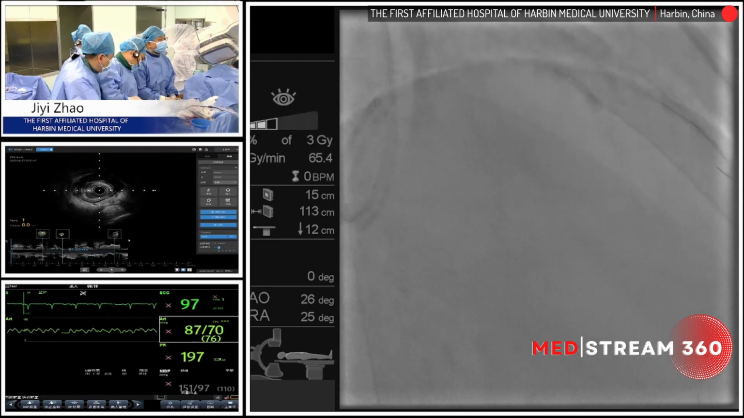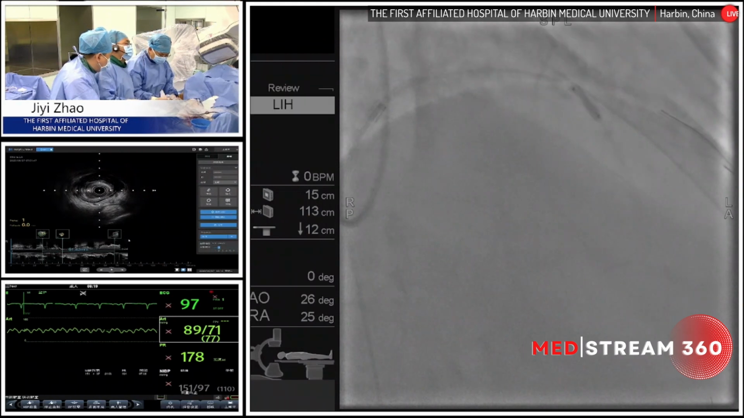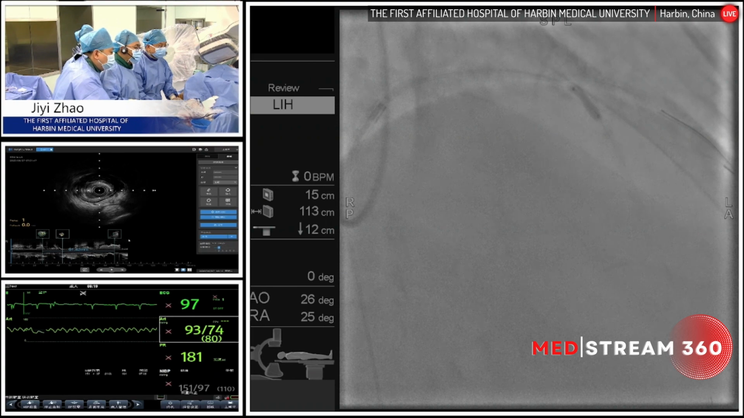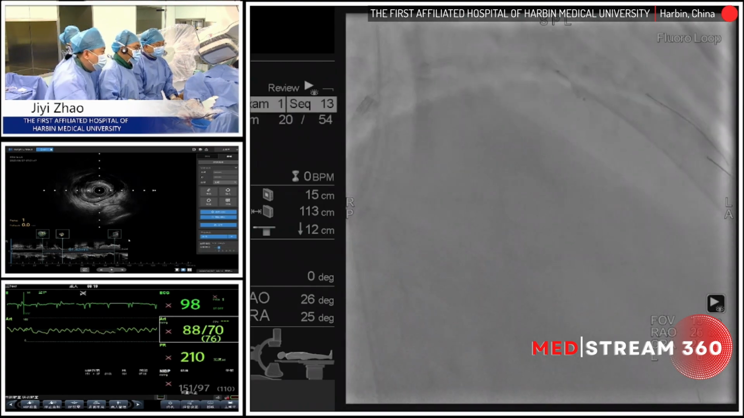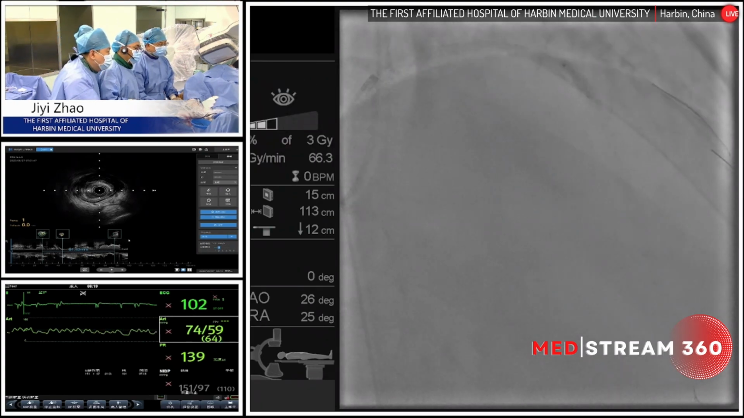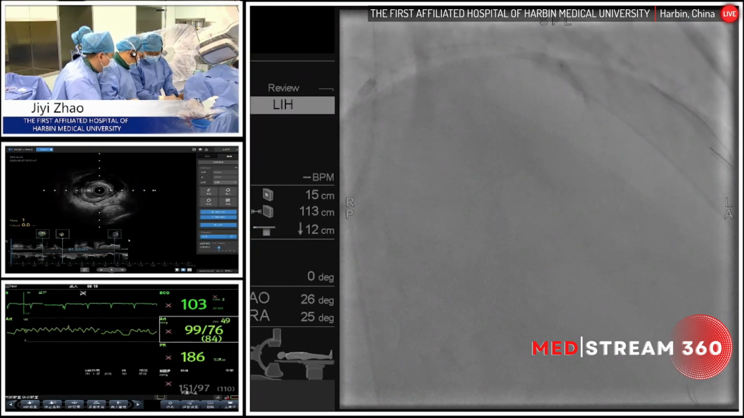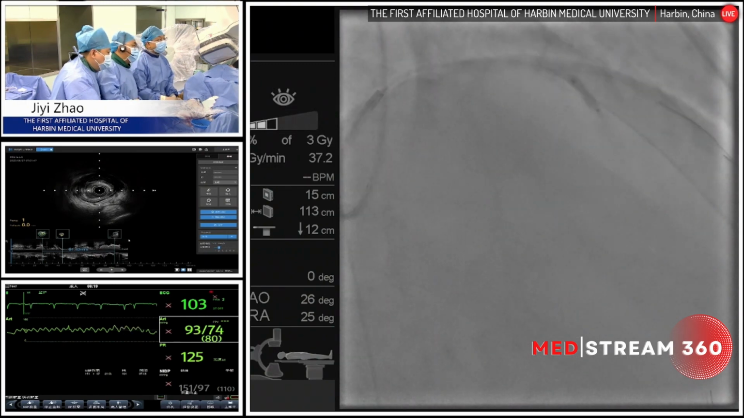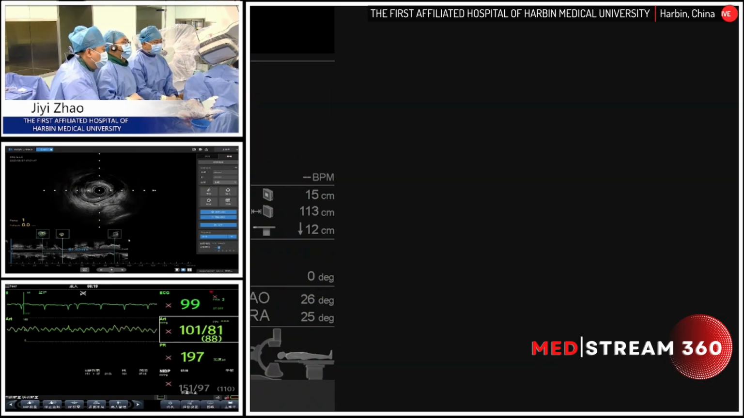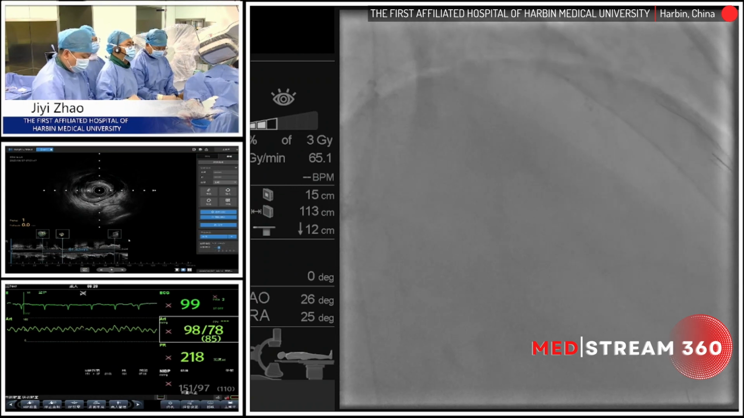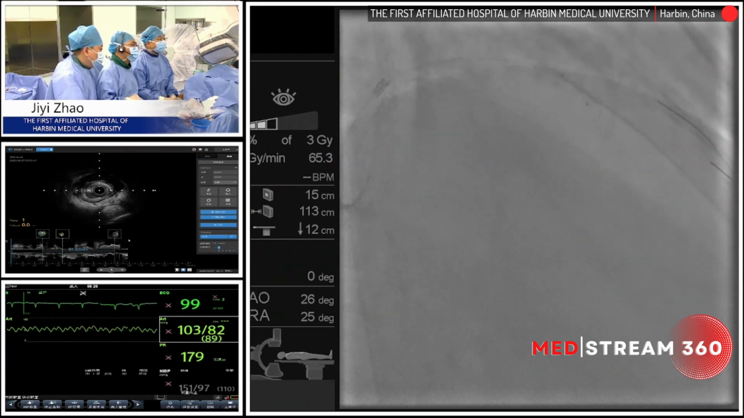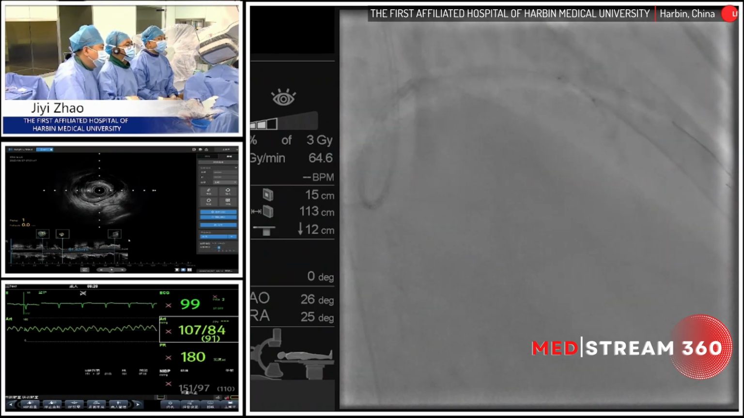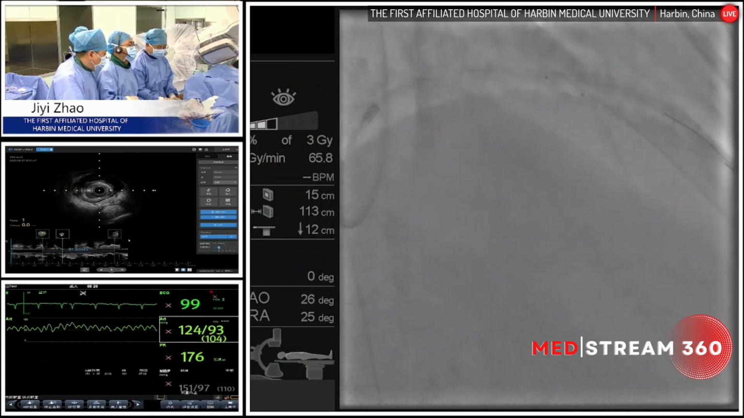So, like what we have seen, Professor Zhao is performing the IVL procedure. We can see that after plaque modification using a 2.0 balloon, now we are using a 3.0 millimeter IVL balloon, which was delivered to the most severe circumferential calcification part to give shockwave therapy for the circumferential superficial calcification.